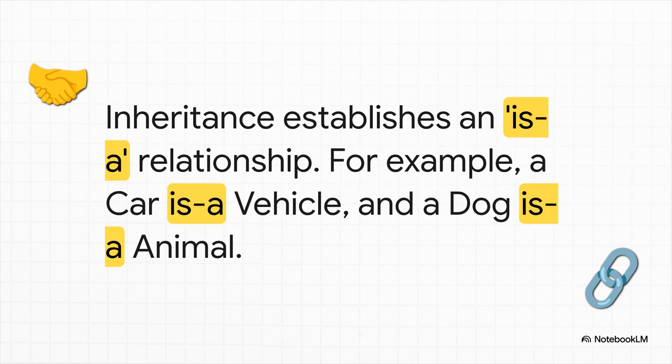You can say a car is a type of vehicle. That works. A dog is an animal. Yep, that works too. This simple little test is the foundation. If that is-a relationship holds up, chances are inheritance is the right tool for the job.